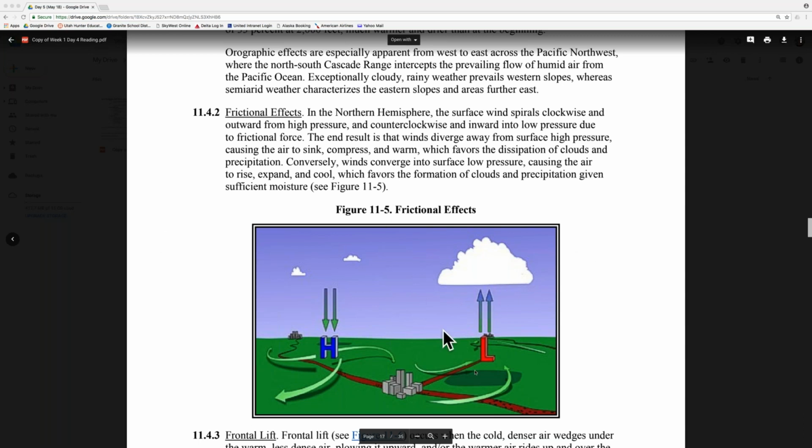So what we need to remember here, and I've said it a couple times now, high pressure rotates clockwise and down. Low pressure rotates counterclockwise and up. Okay, that's why we get the cloud formations on the edge of the low pressures.